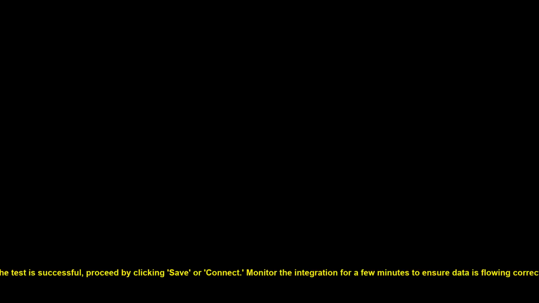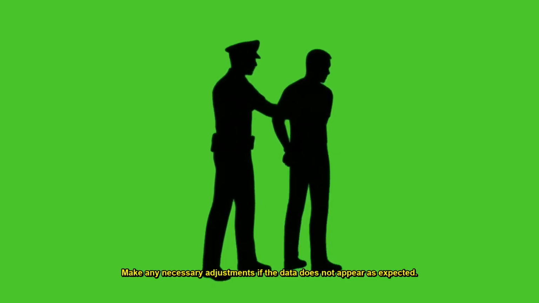If the test is successful, proceed by clicking Save or Connect. Monitor the integration for a few minutes to ensure data is flowing. Review your data lake to check for the newly authorized AdRoll data feeds. Make any necessary adjustments if the data does not appear as expected. And that's how you authorize AdRoll data feeds into your data lake.